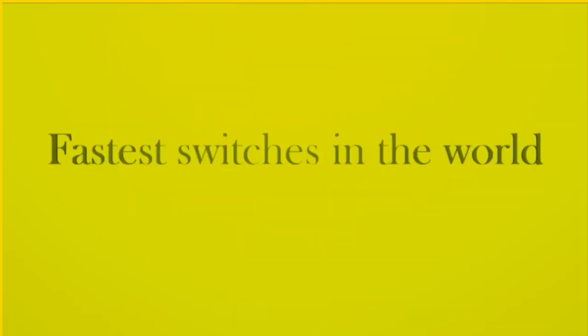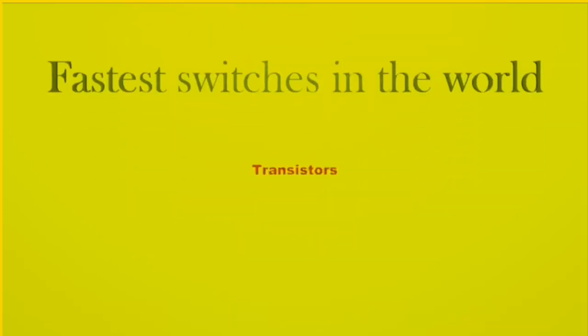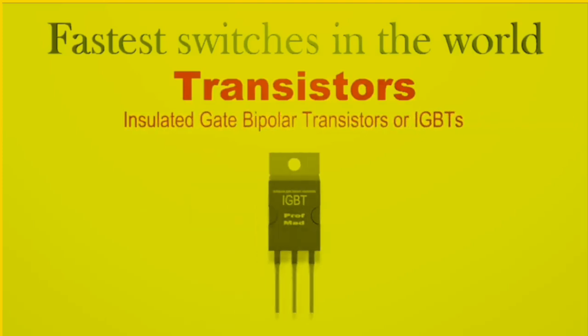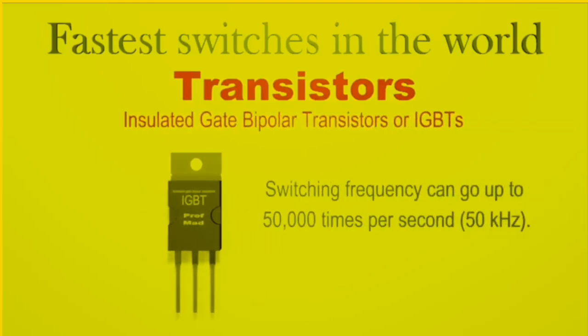That is why we use the fastest switches in the world, transistors. We can use transistors, more specifically, insulated gate bipolar transistors or IGBTs. The most common IGBT switching frequency ranges from 20 to 50 kHz.